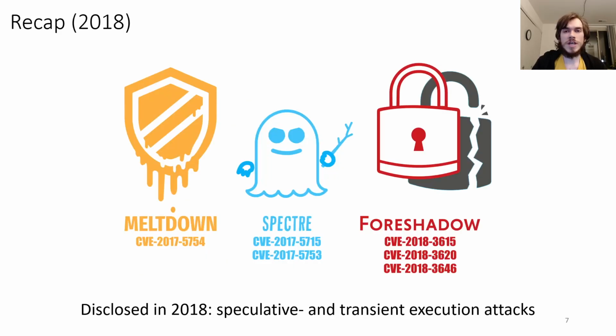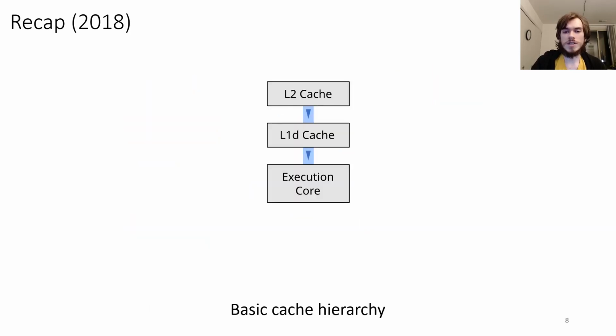So now that you understand caches, let's have a look at what happened in 2018. You may actually have seen any of these three logos because these are the Meltdown, Spectre, and Foreshadow logos. And in 2018, two classes of attacks got disclosed, namely speculative and transient execution attacks. So let's take our basic cache hierarchy again and introduce an execution core.